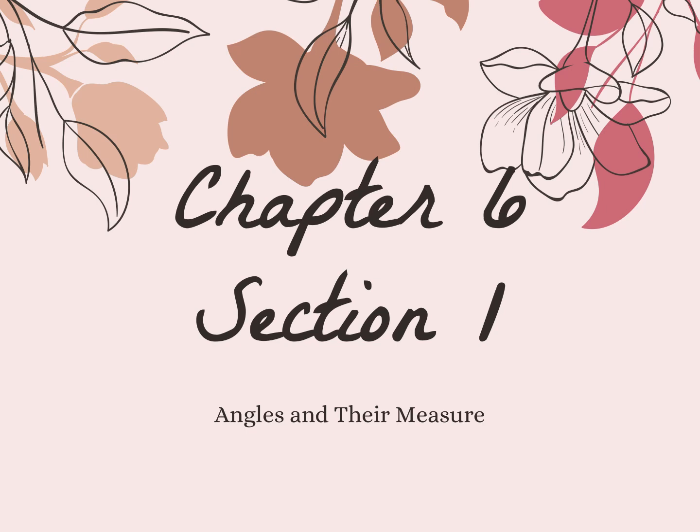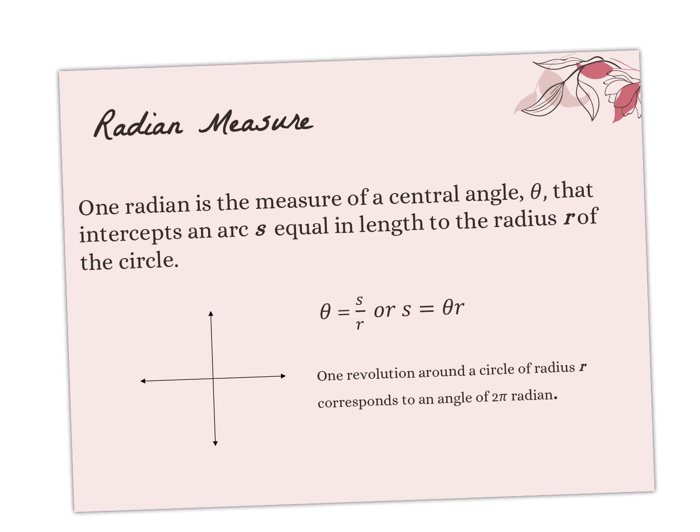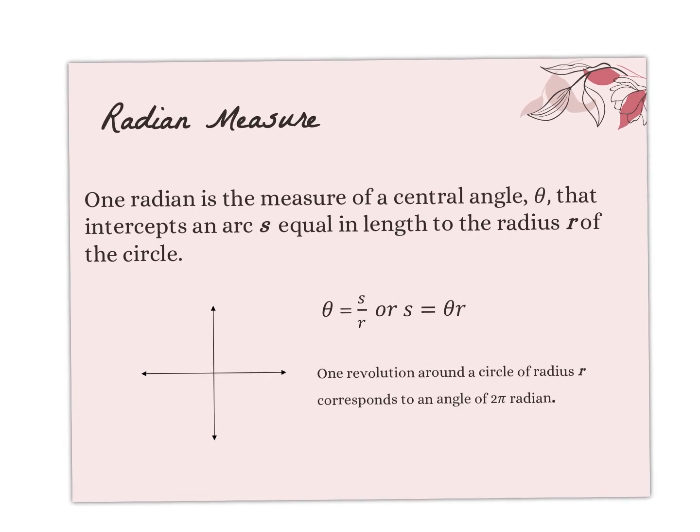So today we're going to start Chapter 6, Section 1 of our normal textbook. We're back to our normal textbook, and we're basically going to introduce you to the idea of a new unit of measure for an angle. The new unit of measure we're going to be talking about is called a radian, okay?